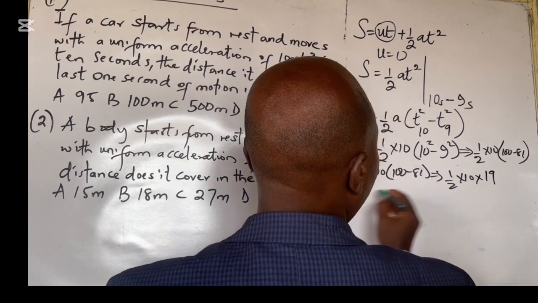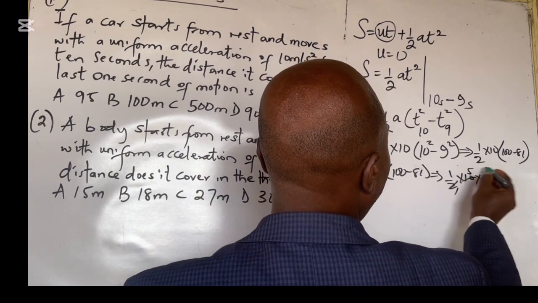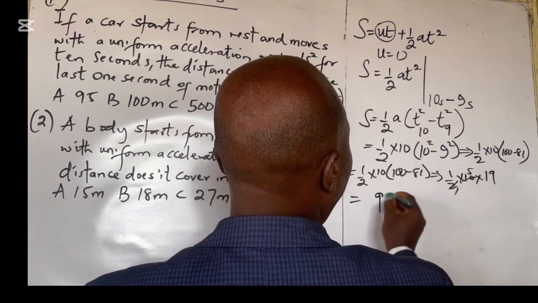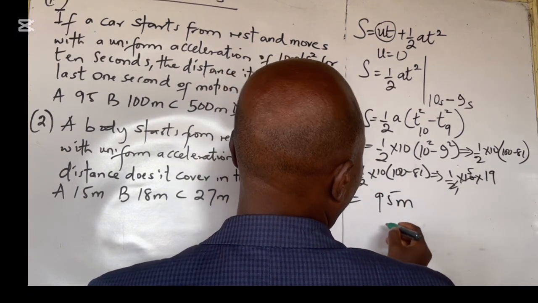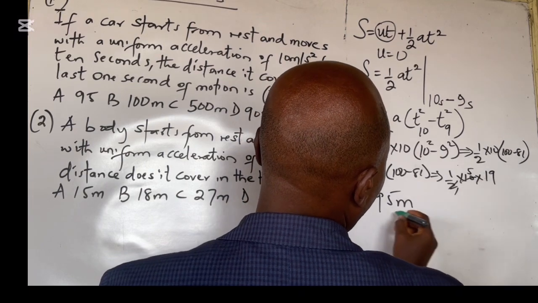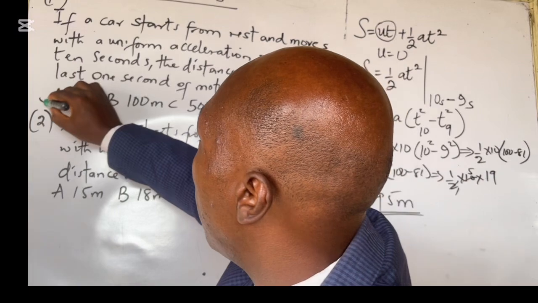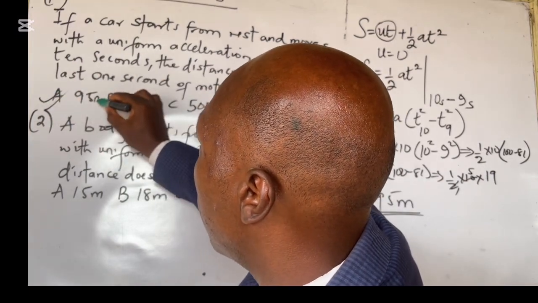So 2 into 10 is 5. 5 times 19, that's 95 meters. So our option here is 95 meters.